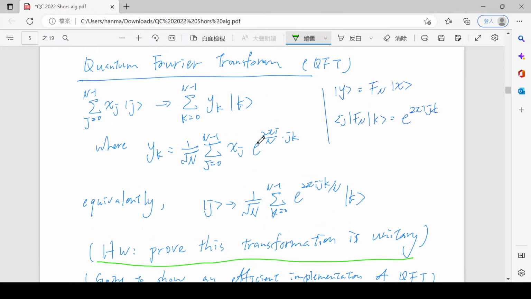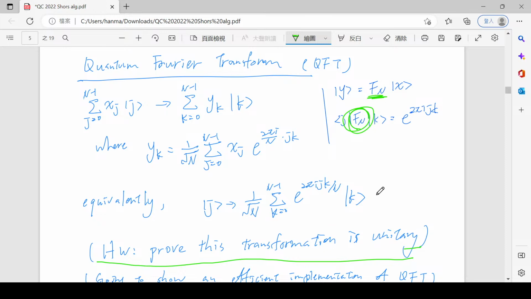Remember this matrix Fn, right? We are applying this matrix Fn on our ket x to become a ket y. For this to be a quantum transform that makes sense, Fn needs to be unitary. You need to preserve the norm of x. So that's another thing you want to prove in your homework: prove that this Fn matrix is actually a unitary matrix. Okay? So that's the first thing to check.